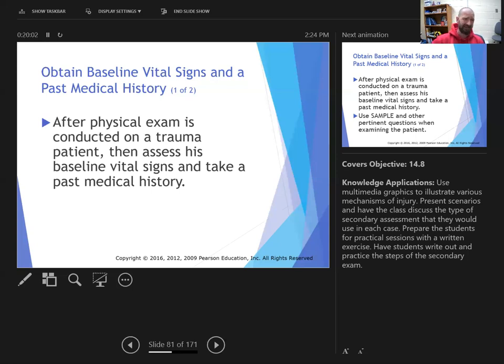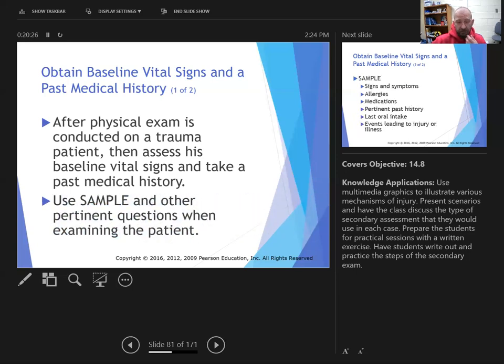Obviously, they're not as important. I mean, with a trauma patient, vital signs can be extremely important, and we'll probably have to get them done pretty quickly with some of these patients. But it's not the number one step, because we need to get the physical assessment done on somebody that's hurt. We need to get that done first.